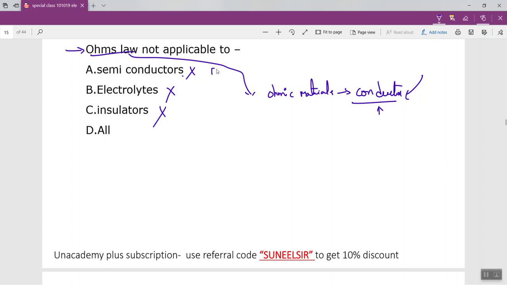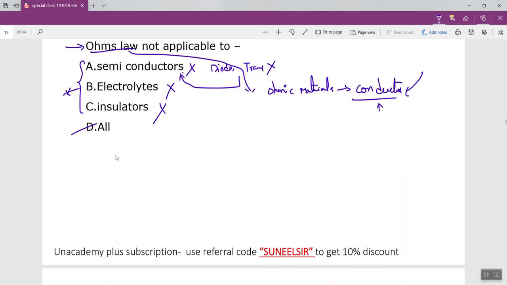Sometimes they will give options like diodes and transistors. These belong to semiconductors only, so for this also Ohm's law is not applicable. So Ohm's law is not applicable to all these. So option D is the correct one.